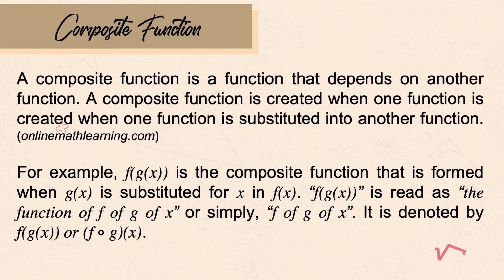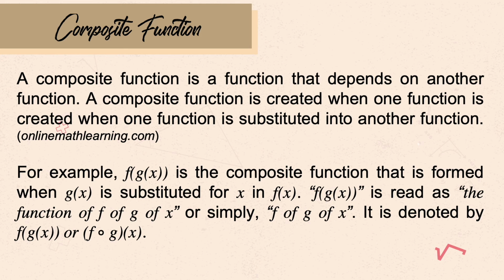A composite function is created when one function is substituted into another function. For example, f of g of x is the composite function that is formed when g of x is substituted for x in f of x. f of g of x is read as f of g of x, and the symbol for a composite function is an open dot, just like this.